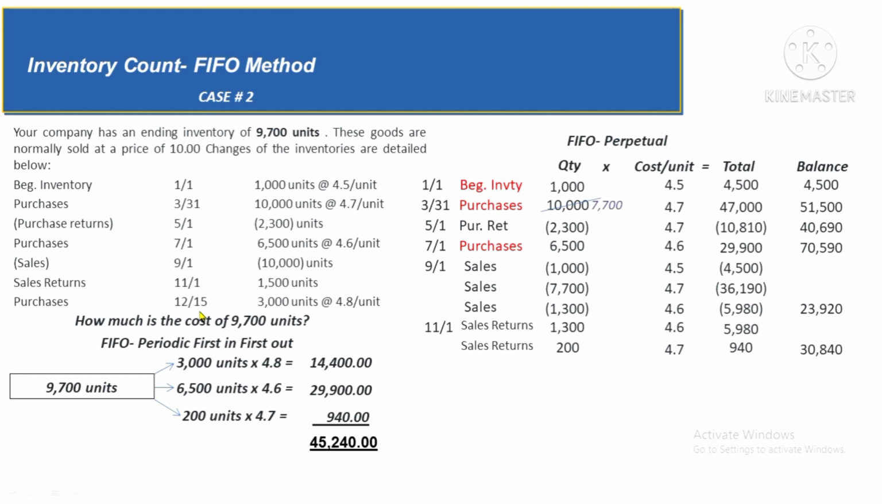The last transaction on 12/15 is the purchase of 3,000 units at 4.8. So we just need to put it right here and add this 14,400 to the running balance, and we have 45,240. As you can see, the results for FIFO periodic and FIFO perpetual are basically the same. The question is, is it always like that? The answer is yes. That is why if the question is how much is the inventory end under FIFO perpetual, to solve it faster, I personally solve it using the FIFO periodic.